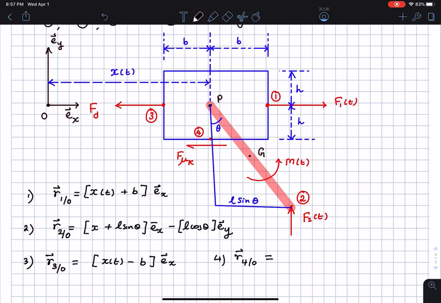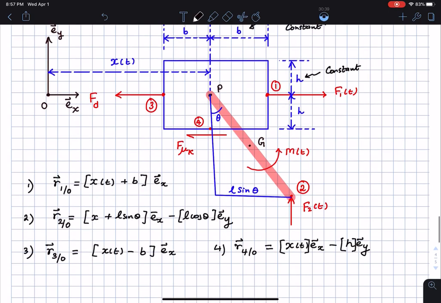R4/O is going to be where the point 4 is acting, so that's going to be x of t in the ex direction minus some constant height h ey. Okay, so that's going to be the situation here. All right, and I just want to make a note that this is a constant, and a little b here is also a constant.